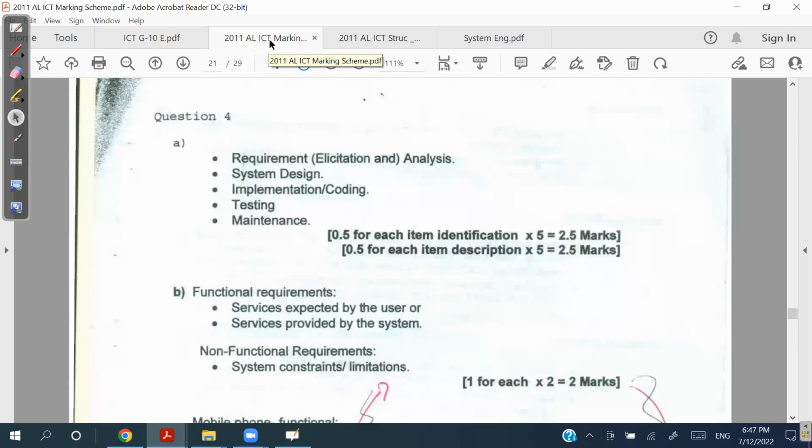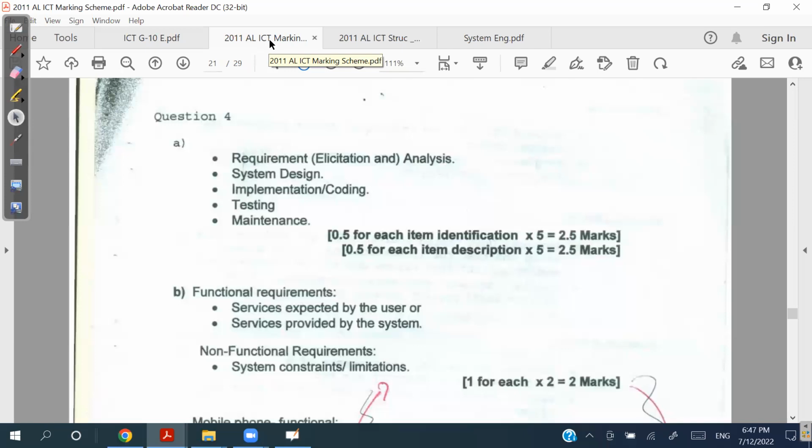Then once the system is running, the maintenance will be done according to the requirements, or according to the needed environment that is going on. Right. So likewise, you can simply describe it.